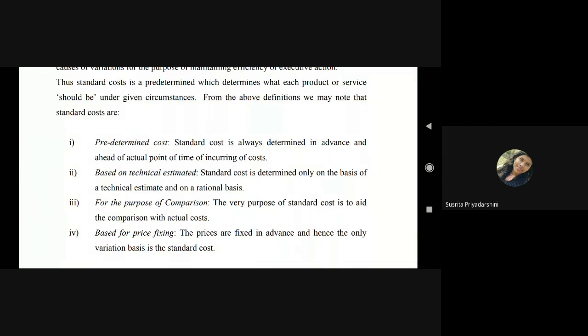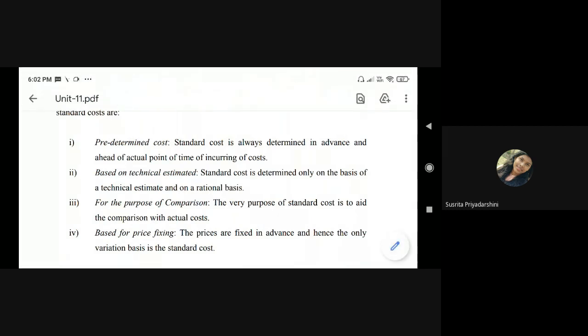Mark my words. In case of favorable variance, no such actions will be taken upon the person who is preparing or fixing this standard cost. But if there is unfavorable variance, then responsibility comes. So here it is written, the very purpose of standard cost is to aid the comparison with actual cost. That means it will help us in making a comparison with the actual.